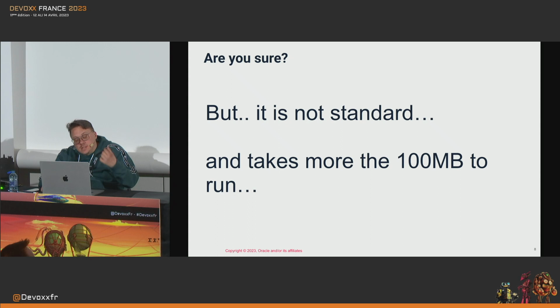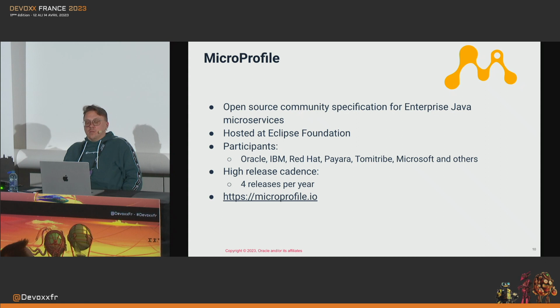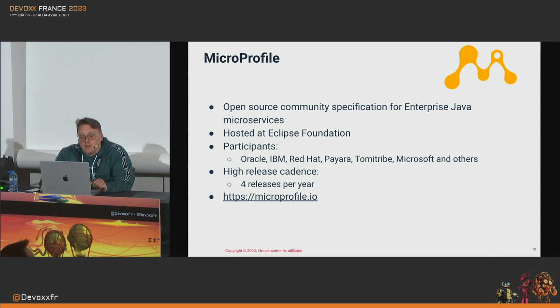So yes, that's the way people think, but some people in the community gathered and said, okay, we need to create a standard for the microservices world, and it should not be Jakarta EE, because Jakarta EE is simply too big, sorry. They sat together and organized something called MicroProfile. This MicroProfile is an open source community specification. Many companies are there: IBM, Red Hat, Payara, Oracle of course, Tomitribe, and even Microsoft somehow got there. I have no idea how, but they're there, and they're very active.